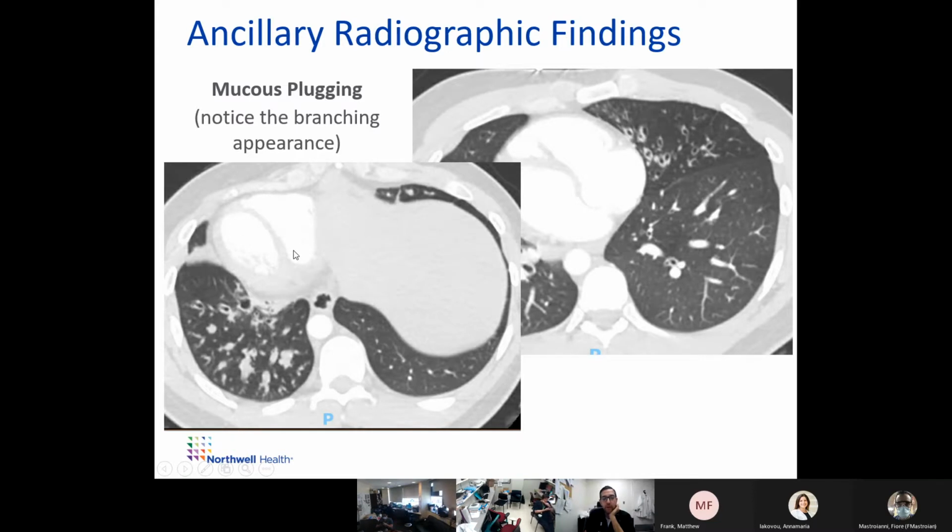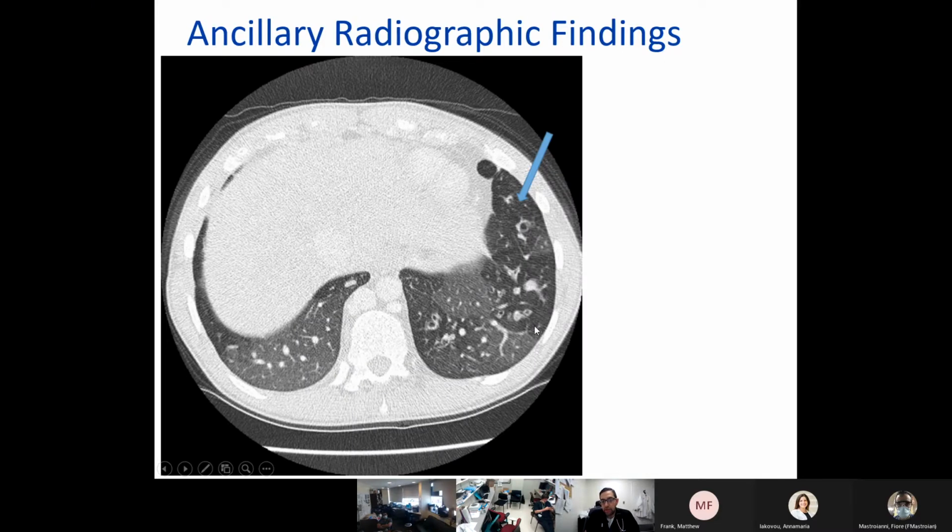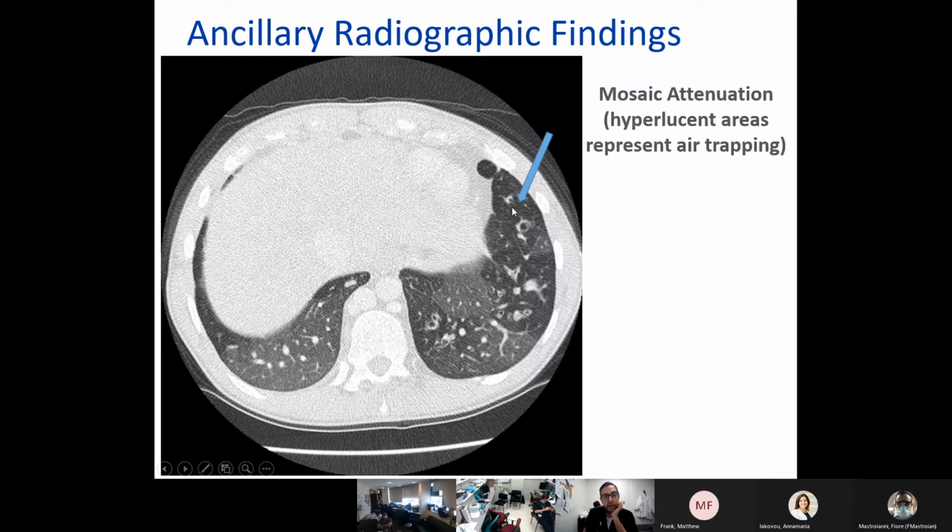Other findings, you want to look for bronchial wall thickening. You can see how this airway here is very thickened compared to other bronchiectatic airways. Then also, if you notice here, you'll see what we call mosaic attenuation. You have areas that are normal, and then you have these hyperlucent areas that are abnormal. So here's a normal area, and right next to it is this abnormal hyperlucent area. You can see it a little bit better here. You see this normal lung here. This is what we call mosaic attenuation, and the hyperlucent areas represent air trapping.